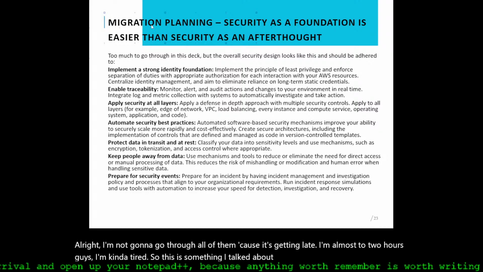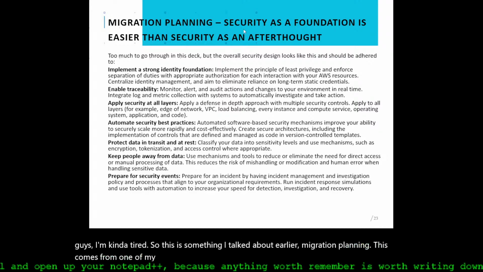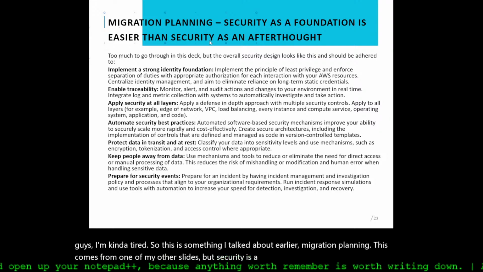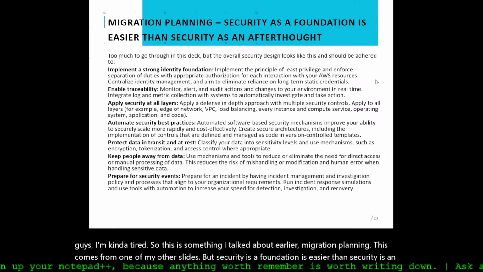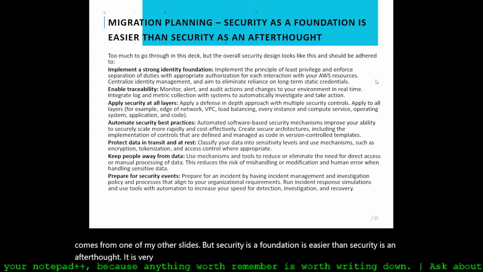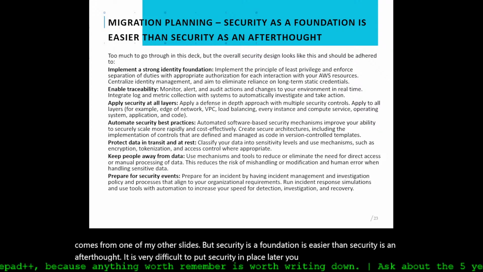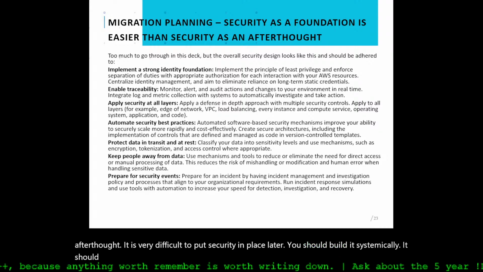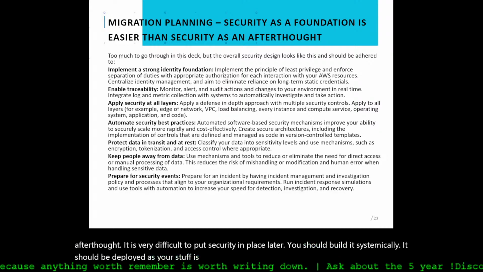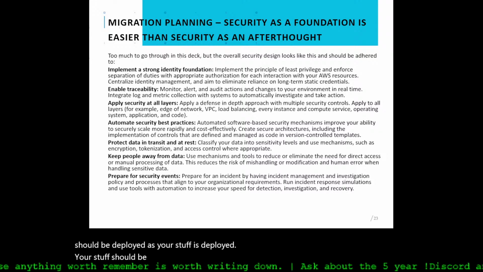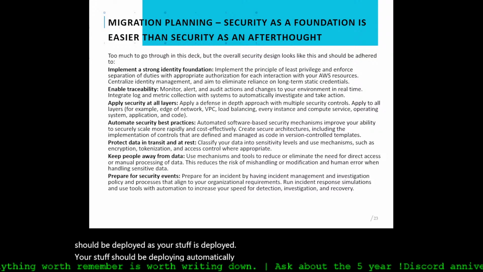Migration planning. This comes from one of my other slides, but security as a foundation is easier than security as an afterthought. It is very difficult to put security in place later. You should build it systemically. It should be deployed as your stuff is deployed. Your stuff should be deploying automatically and automagically, right, in an organization.